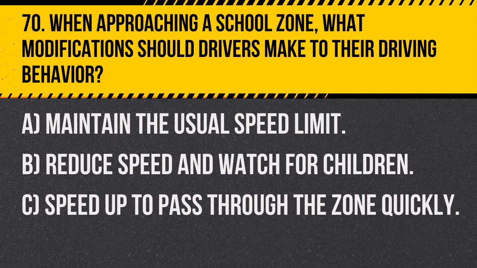Question 70. When approaching a school zone, what modifications should drivers make to their driving behavior? A. Maintain the usual speed limit. B. Reduce speed and watch for children. C. Speed up to pass through the zone quickly. Answer: B. Reduce speed and watch for children. School zones require drivers to slow down and be extra vigilant for children's safety.